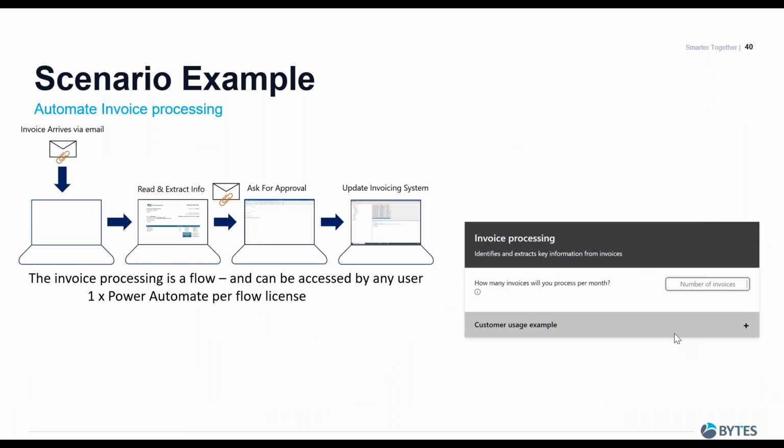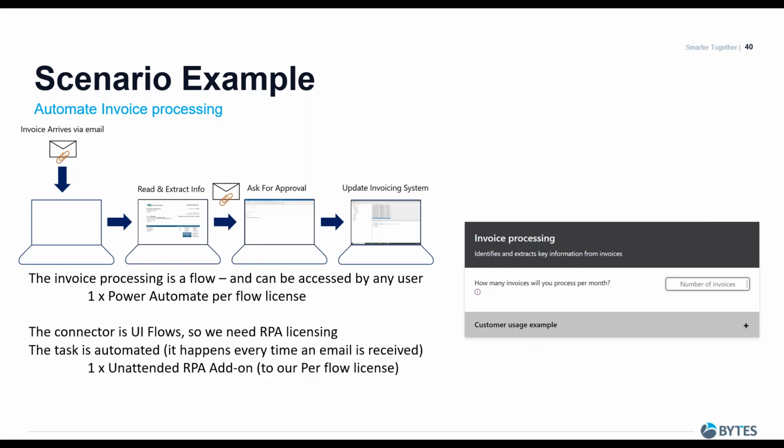So what licensing would we need for this? First, we have one Power Automate per flow license for the flow that's created to generate the information when the email arrives. The connector that is used is UI flow, so we need RPA licensing. The task is automated, happens every time an email is received. So we need an unattended RPA add-on to a per flow license. The bot is using email to ask for approval, which means we're going to need a Microsoft 365 unattended license.